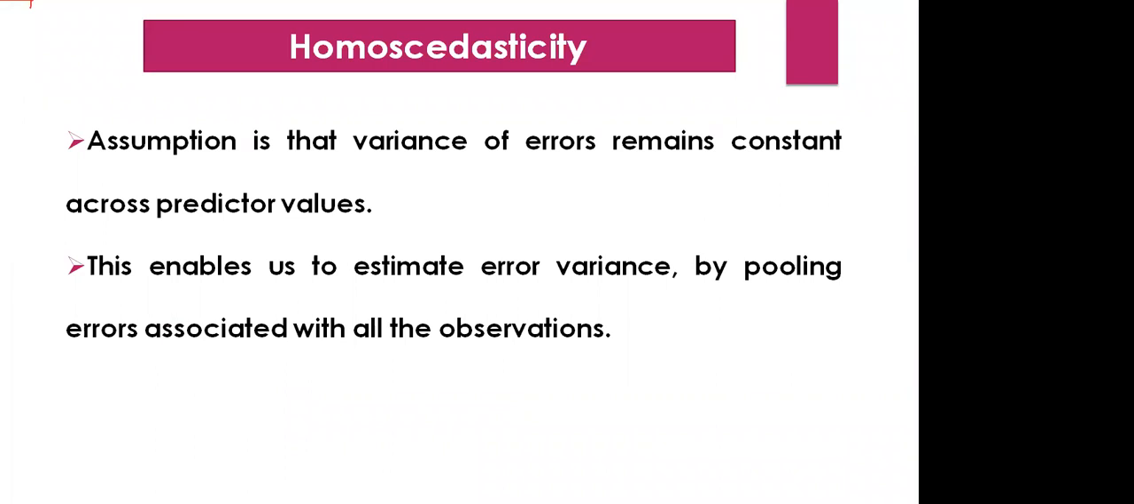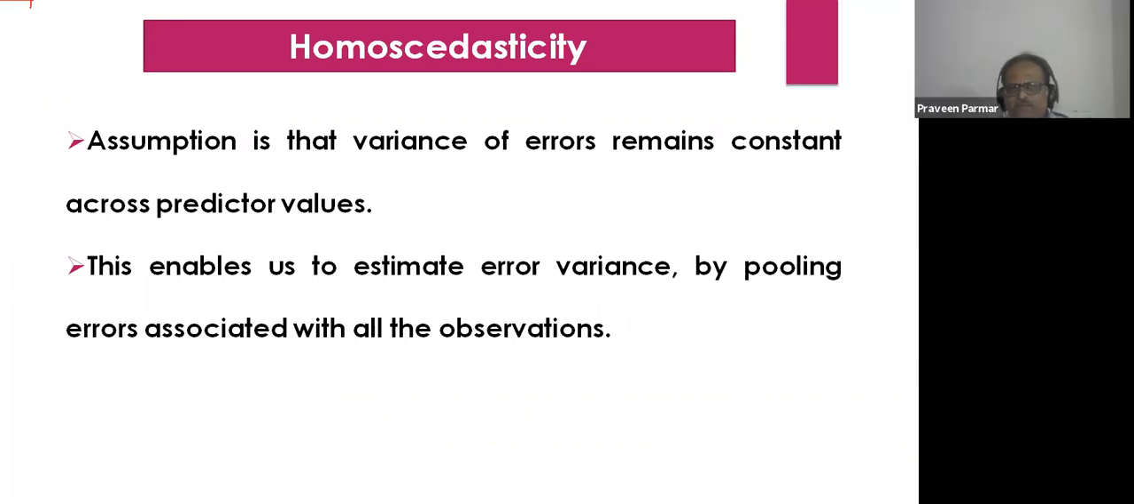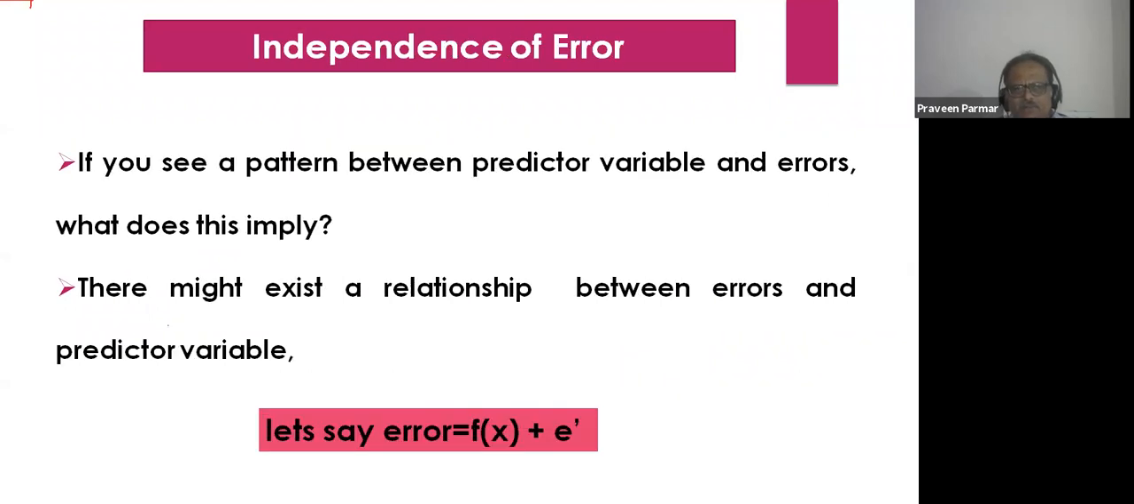So this enables us to estimate error variance by pooling the error associated with all the observations. And if you want to read more about homoscedasticity, you can go on the internet and read about it. We could not discuss more about it here. I just explain the idea behind this.